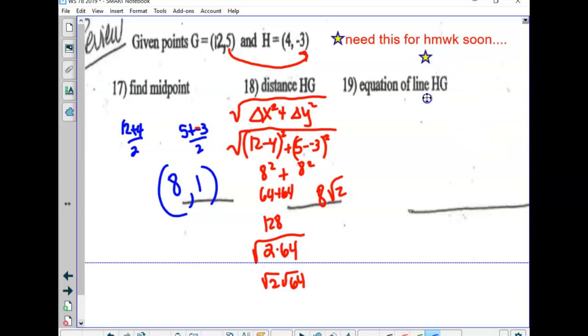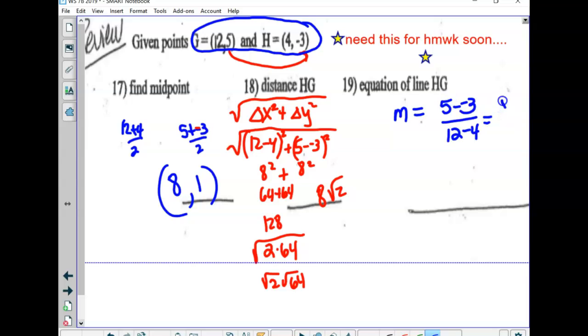This is the one you need to know. How do you find the line between those points? Silence. Come on, guys. What do you have to do first if you want the equation of the line that goes through those? Slope. So y minus y over x minus x is 8 over 8, or 1. Is that all it is? Yep.